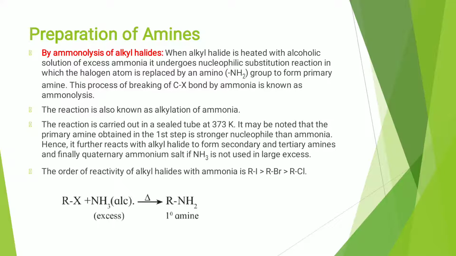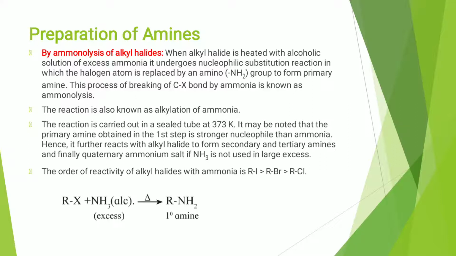Here we have to take alkyl halide and heat with excess of ammonia, that is alcoholic solution of ammonia. Alcohol will act as a solvent. When excess of ammonia is used, we get the primary amine RNH2. The reaction is carried out at 373 Kelvin, that is 100 degrees Celsius, in a sealed tube.